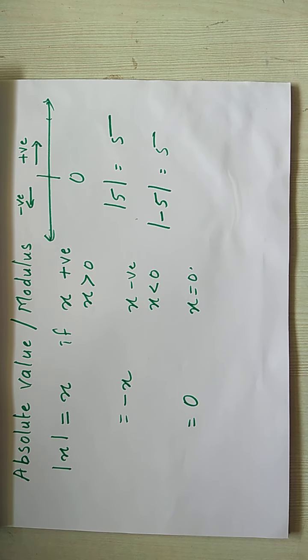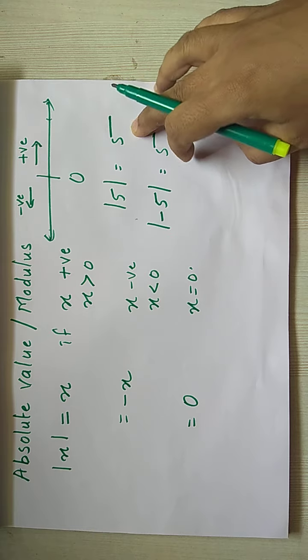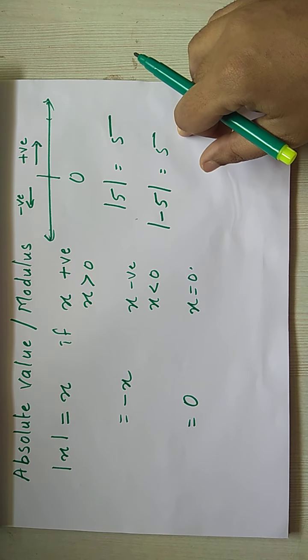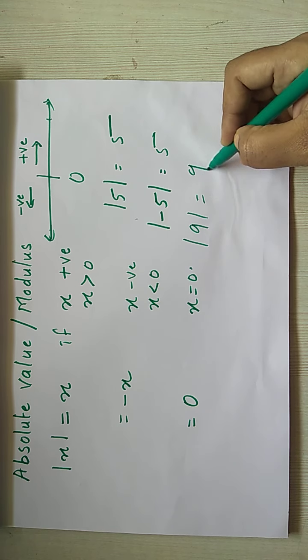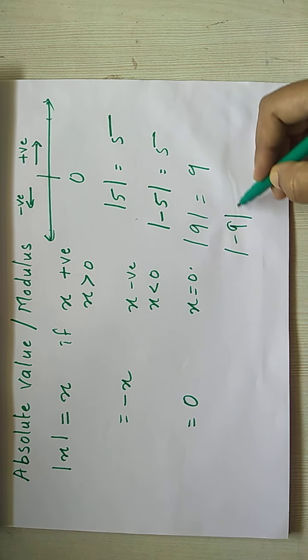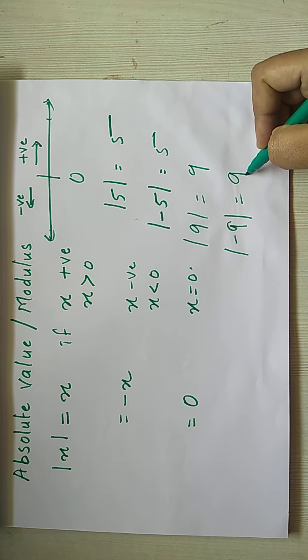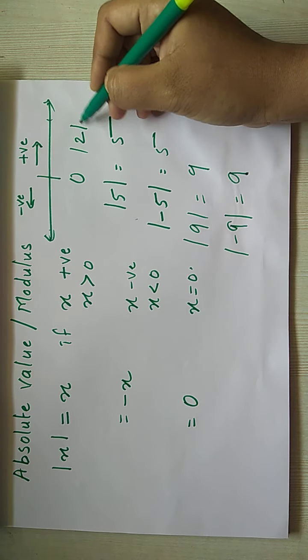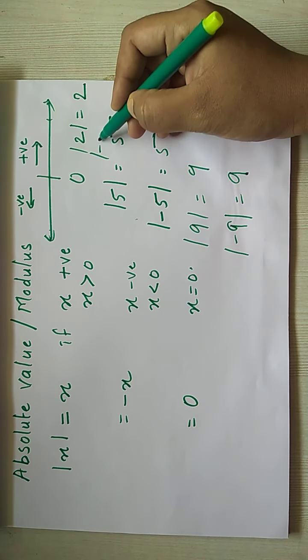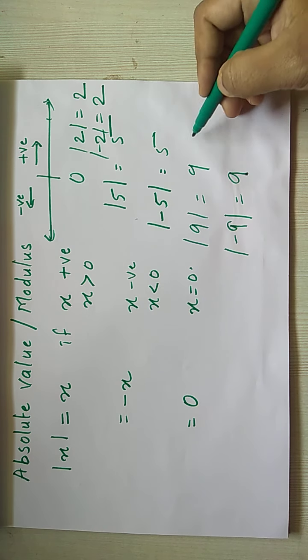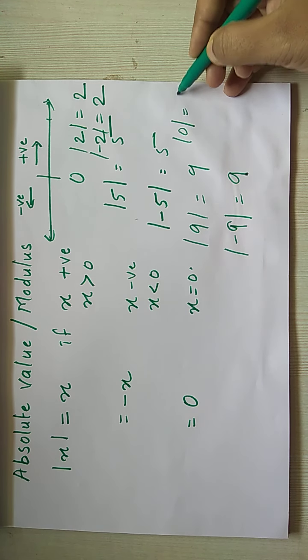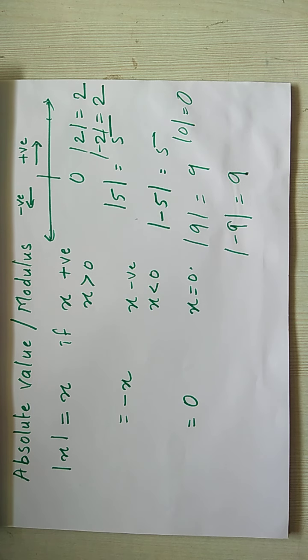So modulus is basically the positive x. Modulus of 9 will be 9. Modulus of minus 9 will also be 9. Modulus of 2 will be 2. Modulus of minus 2 will also be 2. What will be modulus of 0 according to the definition? 0. So this is absolute value. This is modulus. A very easy concept.